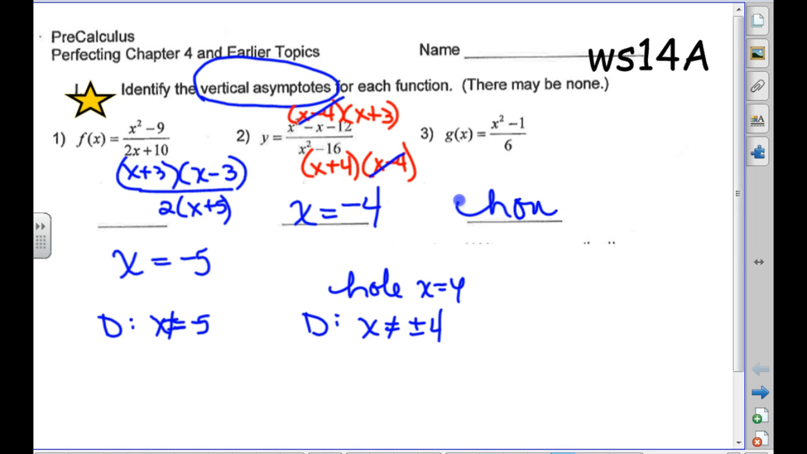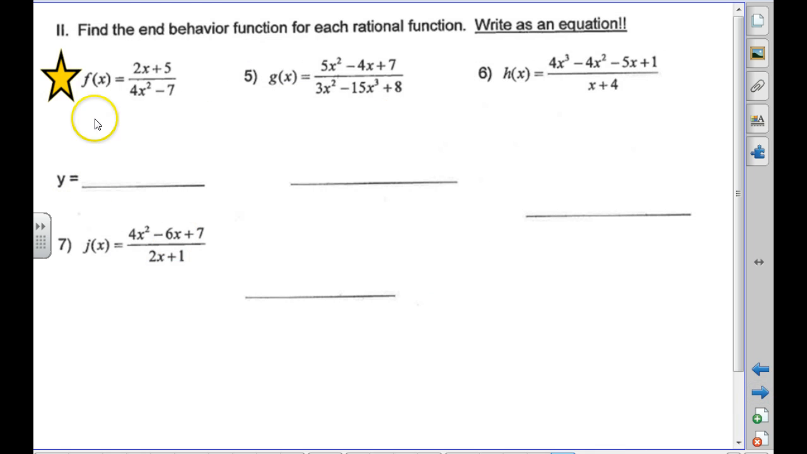This one has none, even though the top factors, that only helps you find the zeros. So when you say x is undefined, do you say none? It says there may be none. Okay, I'm gonna keep going if nobody's pouncing here.